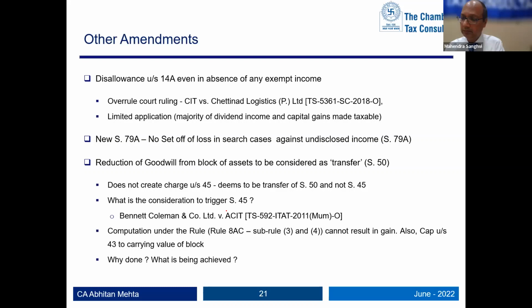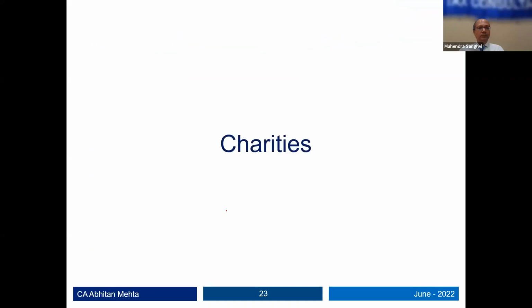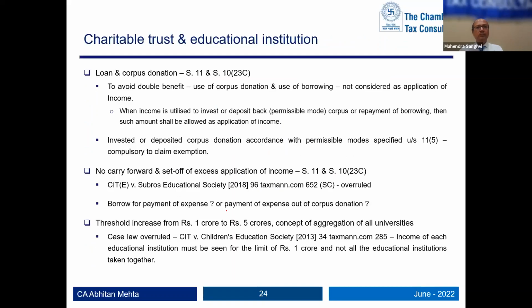Last is something from last year and more of goodwill transfer, so we'll skip that for a moment. This is just a summary of key changes which were done last year, which were applicable from AY 21-22 itself. So just a refresher, the slide deck would be shared, so one may run through these changes as well. Coming to charities very briefly.